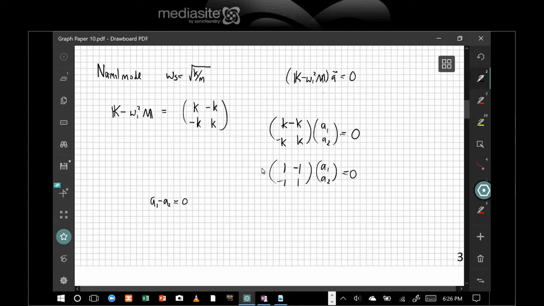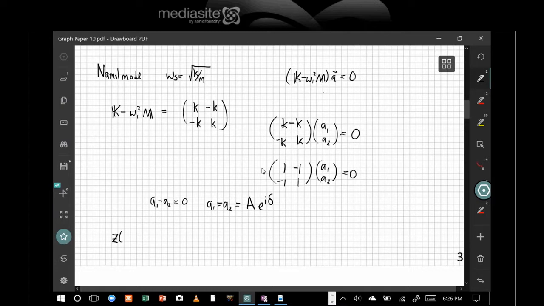And I get the same equation from the other one. That must mean that A1 is equal to A2. And I'm going to write that as an amplitude and phase. Instead of using alpha, I'm going to use big A e to the i delta. Okay, so what does that mean?